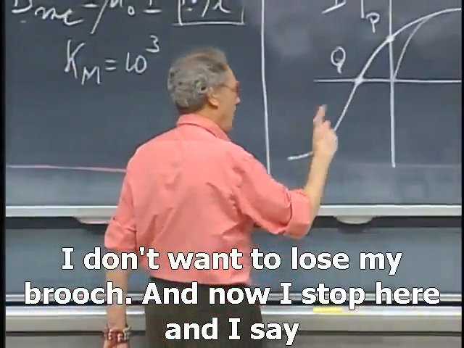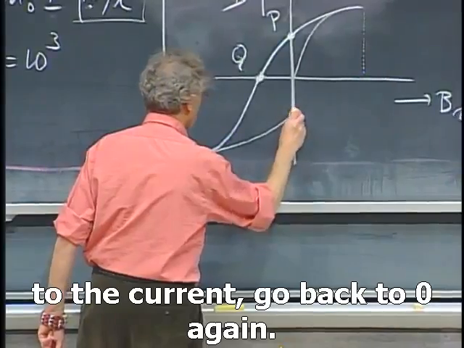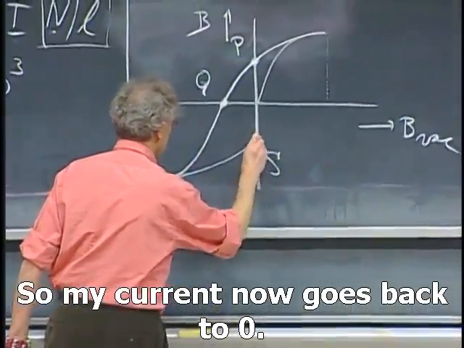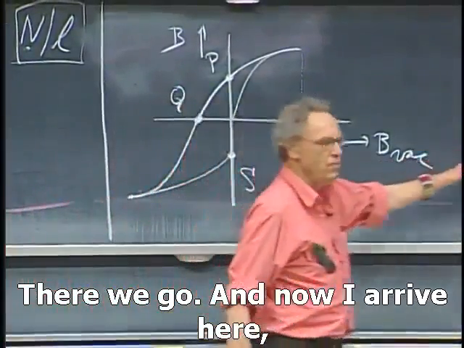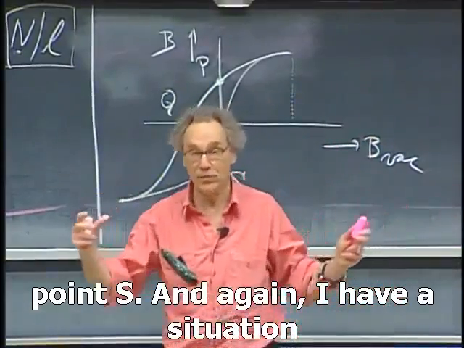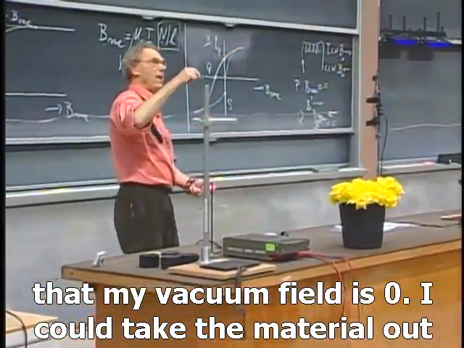So my current now goes back to 0, and there we go. And now I arrive here, point S. And again, I have a situation that my vacuum field is 0. I could take the material out of the solenoid, just walk around with it on the street. It will be a permanent magnet.